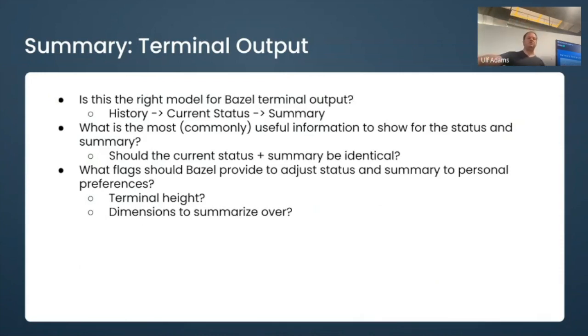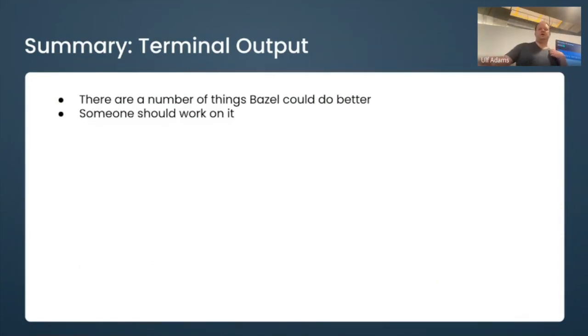What is the most commonly useful information to show for the status and the summary? I have ideas, but I'm just one person, and I have certain specific use cases that I go through a lot. What flags should Bazel provide to adjust these things? What are the biggest groups of personal preferences that Bazel should really support? All right. Summary. Okay. I think there are a number of things that Bazel could do better, and someone should work on it. That would be great.